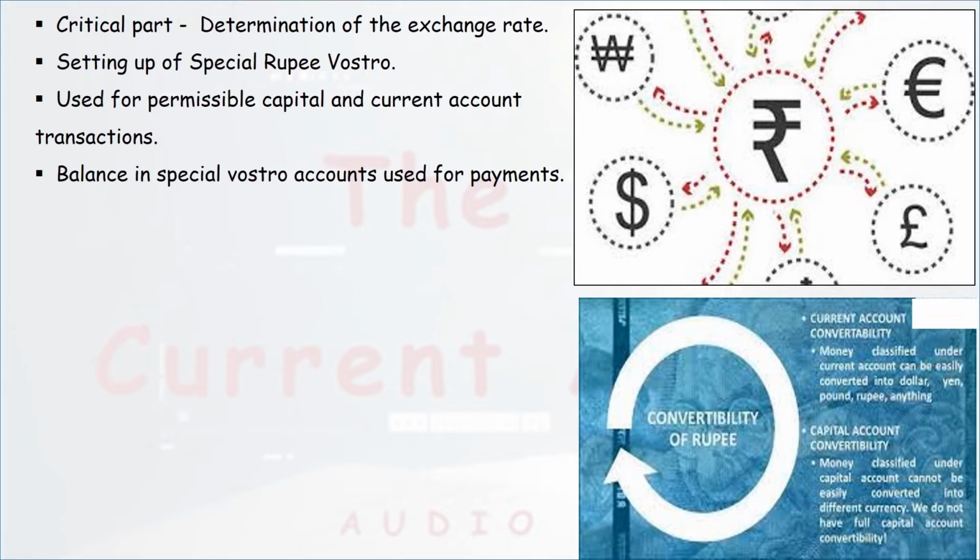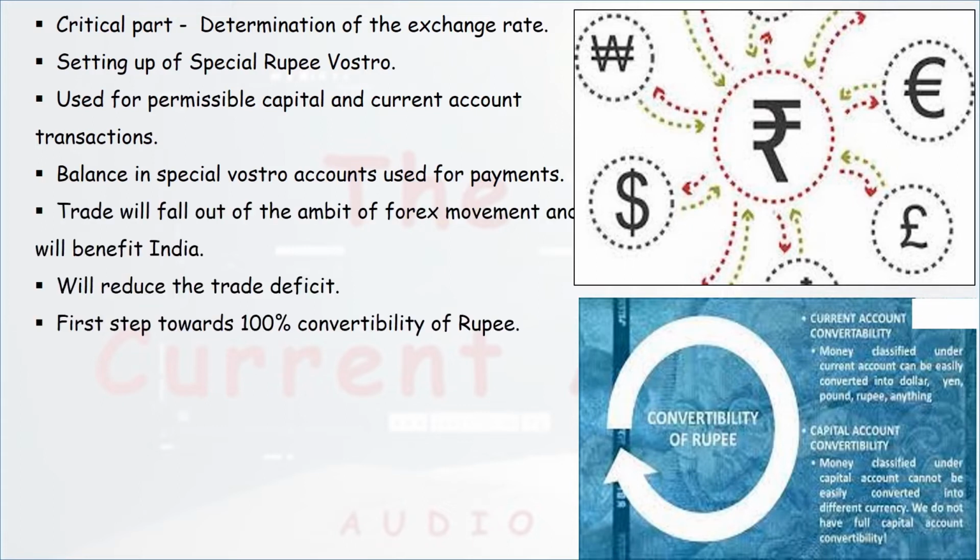The local trade will fall out of the ambit of forex movement, and this will benefit India at a time when forex reserves are under severe pressure. It is also expected to narrow the trade deficit. This is the first step towards 100% convertibility of the rupee. The exchange rate between the currencies of the two trading partner countries may be market determined.